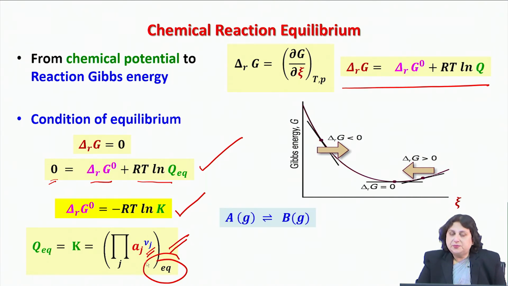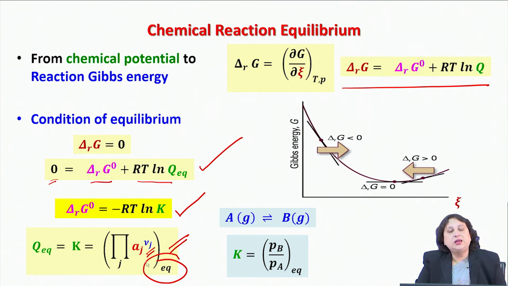Now, let me once again take this example and remind you that if I have a homogeneous gas phase reaction where A goes to B and there is a chemical equilibrium between the two species A and B, in that case, I can say that K, that is the equilibrium constant, is equal to the partial pressure of B divided by the partial pressure of A measured at equilibrium.